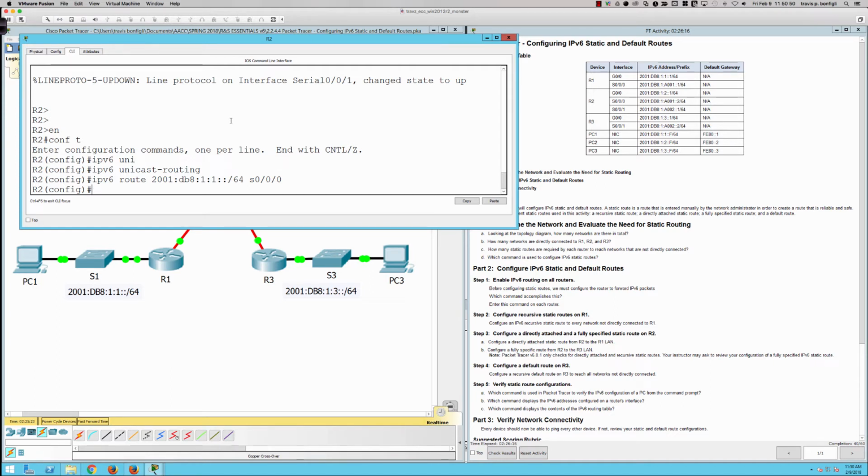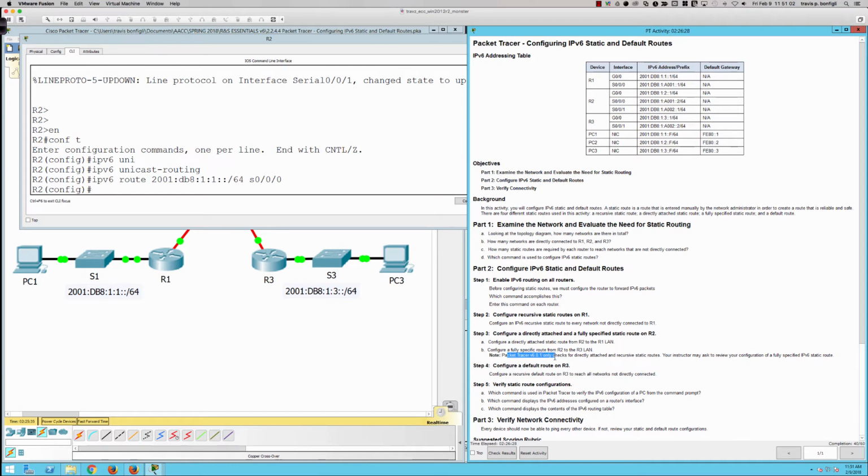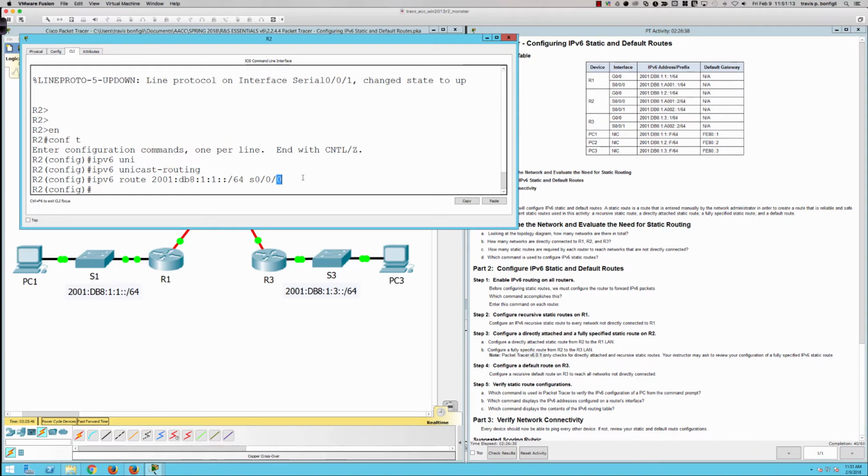All right. Now we're going to configure a fully specified static route from router 2 to the R3 LAN. Now it says here that Packet Tracer version 6.0.1 only checks for directly attached routes and your instructor may ask to review the configuration. Okay, so that's Packet Tracer version 6. We're on Packet Tracer version 7.1.1 here. Let's see if I can do a fully specified route here.